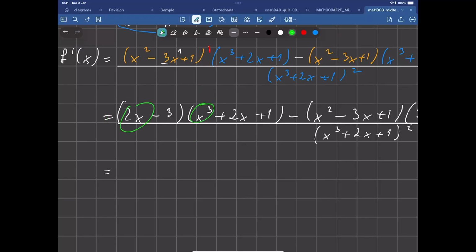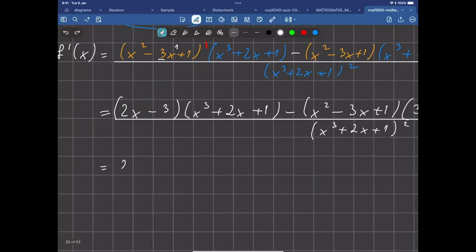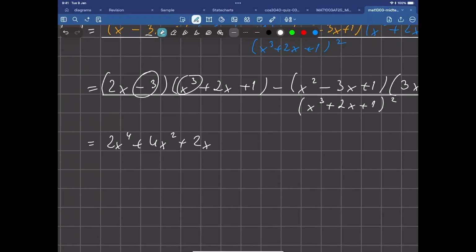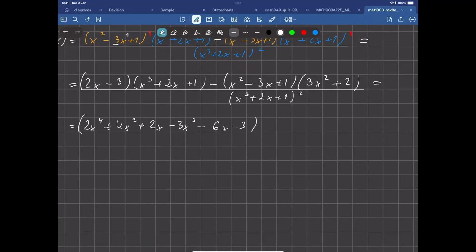So first terms, that's gonna be 2x to the fourth plus these two, that's gonna be 4x squared plus the product of these two, which is 2x. And then I start here. These two, that's minus 3x cubed. Oops, hold on. Then I need these two, right? So that's minus 6x. And then I need these two, which is minus 3. That's my first expression here.